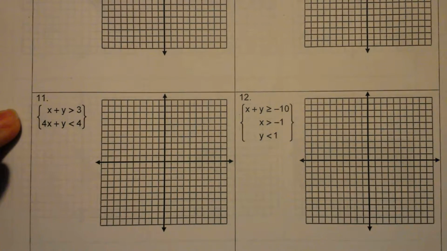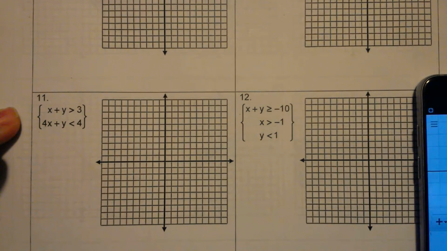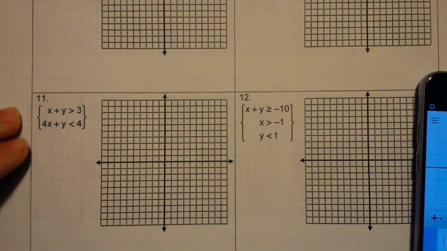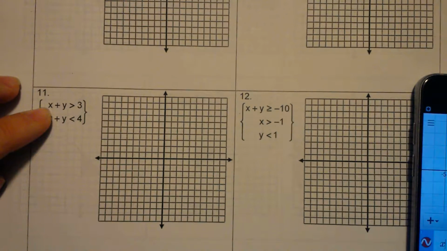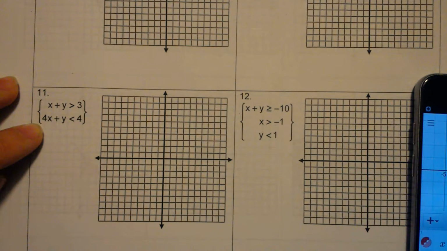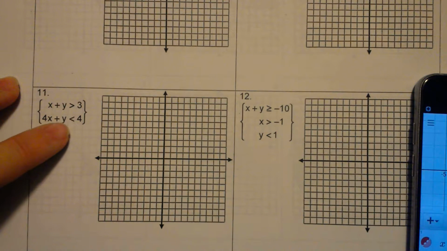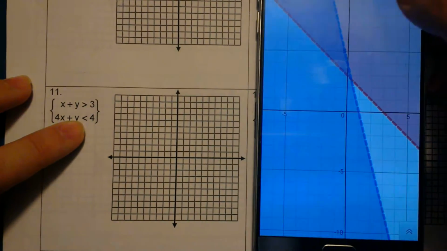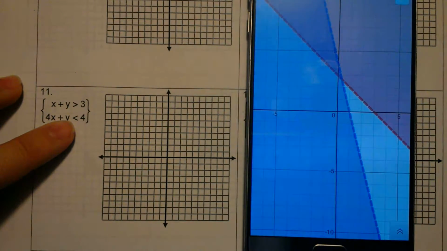Number 11 and 12. And then we're going to move on to the formulating. So I'm typing in exactly how it says: x plus y is greater than 3, and 4x plus y is less than 4. So that's what I get for my graph.